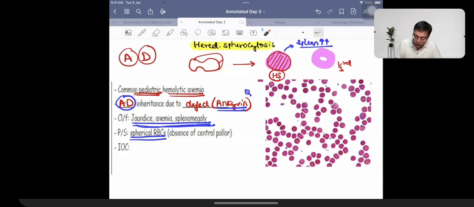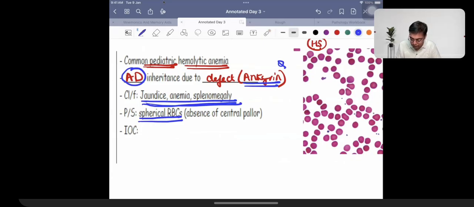Right? When RBCs become spherical, they become very fragile. So if I perform a test called the osmotic fragility test, osmotic fragility is going to be increased in the RBCs. But please remember, osmotic fragility is a non-specific test.